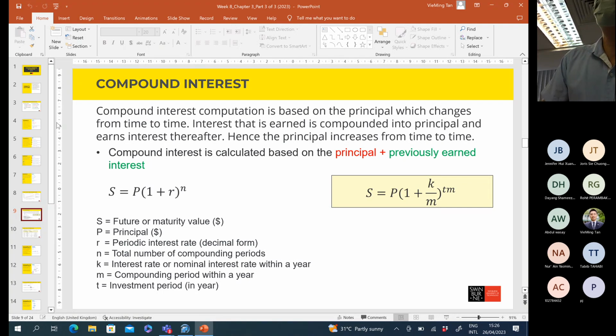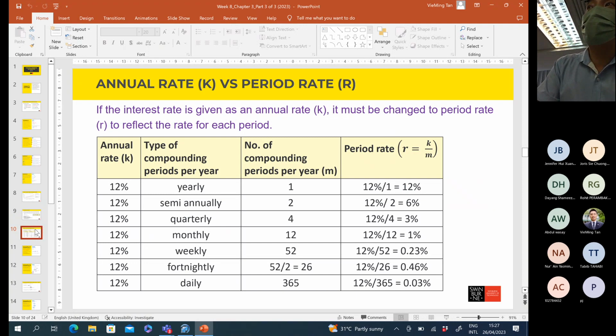M is referred to how many times the interest will be compounded within a year. How many times the interest will be given or distributed, or calculated or revised within a year. That is M. T is referred to the investment period and is in years unit. So the new thing now is the M. We have to first understand how to identify this M.